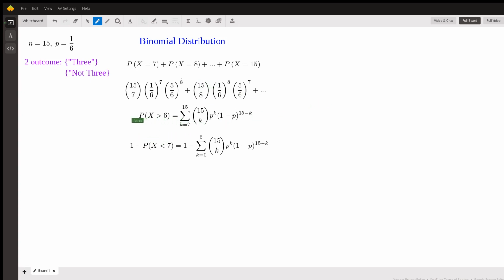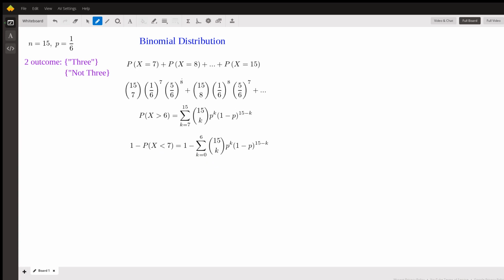So it would be good to be familiar with this summation notation. This basically summarizes the whole calculation, and this could save you a bit of time. You could look at the opposite. So that's 1 minus all the times that it's not more than 6, or in other words, less than 7. So that would be 1 minus, this is x equals 0 all the way up to 6.